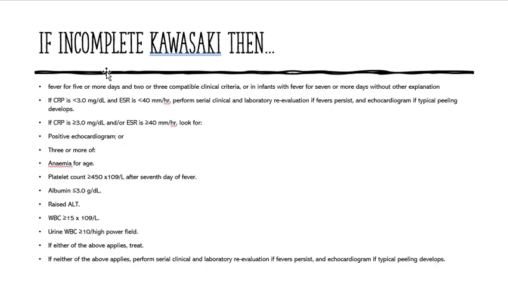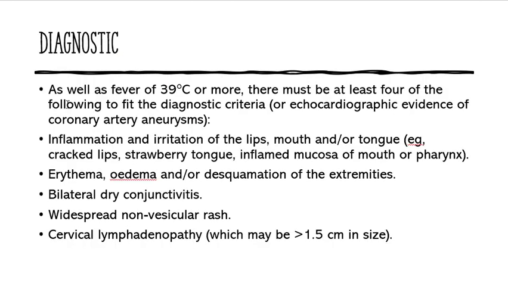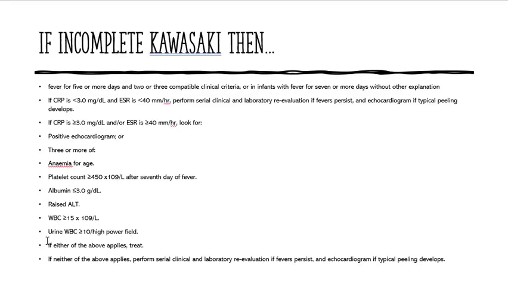If they have a fever of 5 or more days and they have 2 or 3 compatible clinical criteria that we mentioned before, which are these clinical criteria. If these criteria are not met, and let's say they only have 2 or 3, but you think it could potentially be Kawasaki, what other things can we be looking out for?